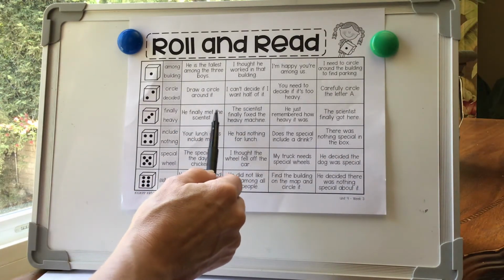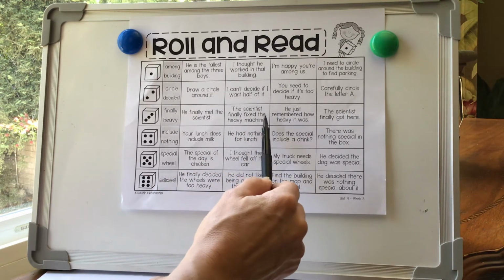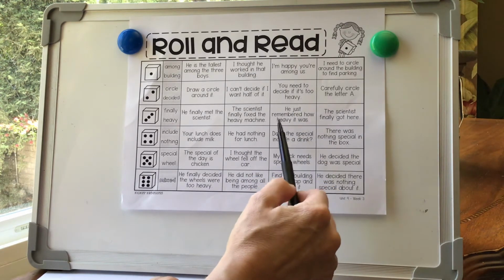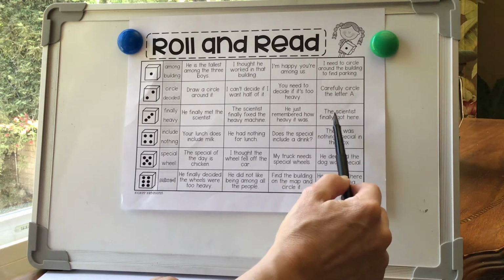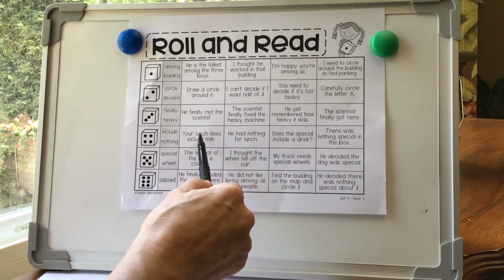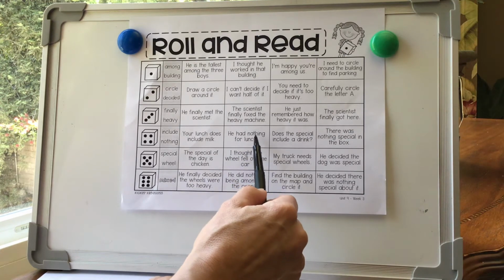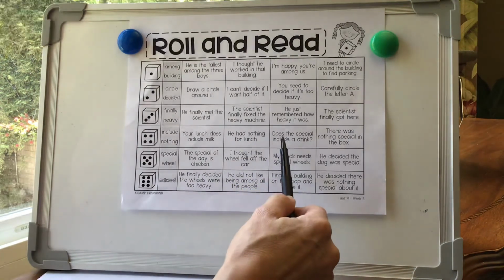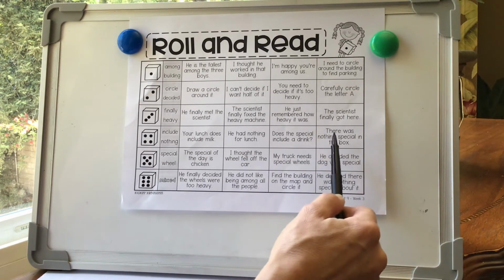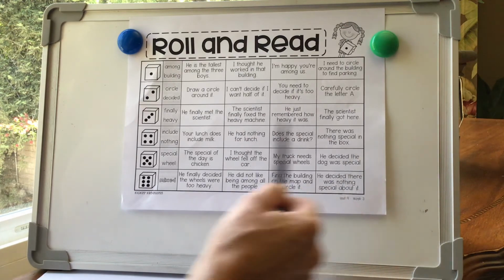He finally met the scientist. The scientist finally fixed the heavy machine. He just remembered how heavy it was. The scientist finally got here. Your lunch does include milk. He had nothing for lunch. Does the special include a drink? There was nothing special in the box.